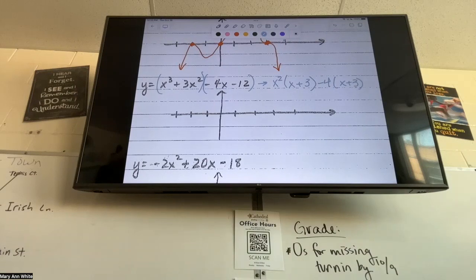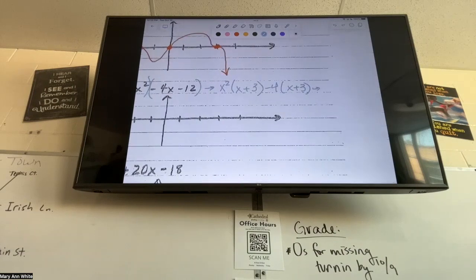Remember that you cannot do grouping if the inside parentheses don't end up matching. So if I got x plus 3 and then x minus 5, I would be like, I can't factor this. And I'll teach you other methods to deal with that later. But for right now, these match, which is awesome. So now I'm heading to combine them. So I get x squared minus 4, x plus 3.